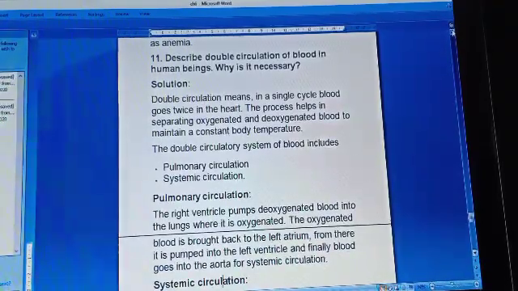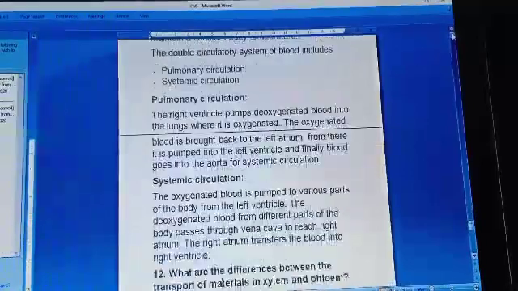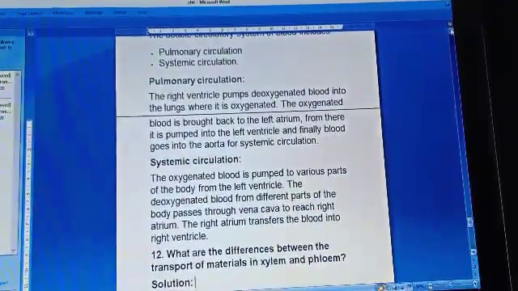This portion you can say is the systemic circulation. The upper part is known as the pulmonary circulation.